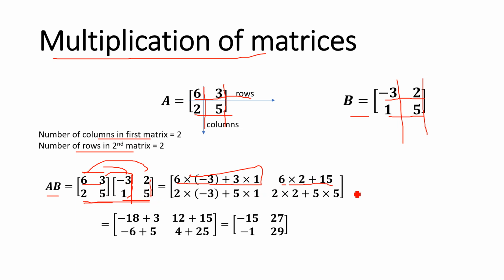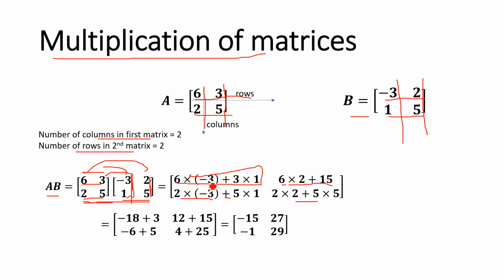5 multiplied by 3 is equal to 15. Now for the third element, we will multiply the second row with the first column. 2 multiplied by minus 3, then we place a plus sign, and then we multiply 5 with 1. This will give us the third element of the new matrix. Now we are going to multiply the second row with the second column. So first we multiply 2 with 2, then we place a plus sign, and then we multiply 5 with 5.